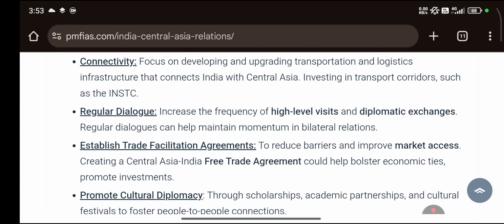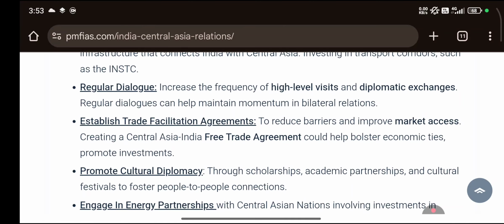So, if we are friends and we talk regularly, obviously we have a better relationship than with those with whom we do not talk at all. So we should increase the frequency of high level visits and diplomatic exchanges to improve our relations. Establish trade facilitation agreements to reduce barriers and improve market access, basically to improve trade. Creating a Central Asia India free trade agreement could bolster economic ties and promote investment.